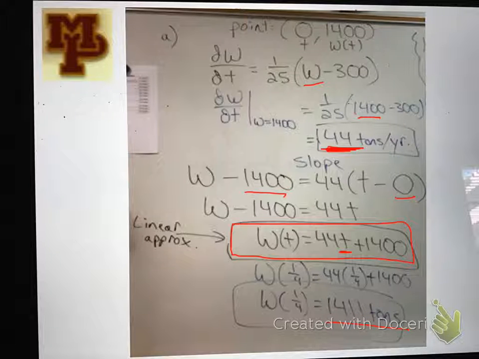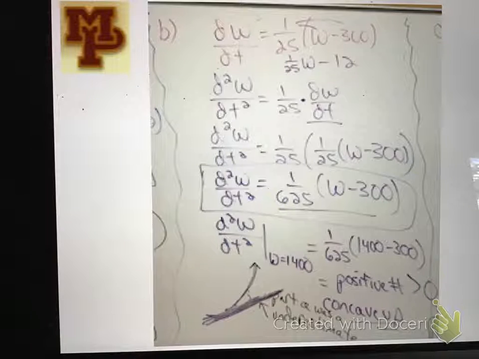So it gives you a pretty good approximation as to how much you're going to have in the landfill at the 3-month mark. All right. And then the next question, it said, is this going to be an overestimate or an underestimate? So what we can do is find the second derivative, and then see if that can help us to determine whether the linear approximation is an overestimate or an underestimate.